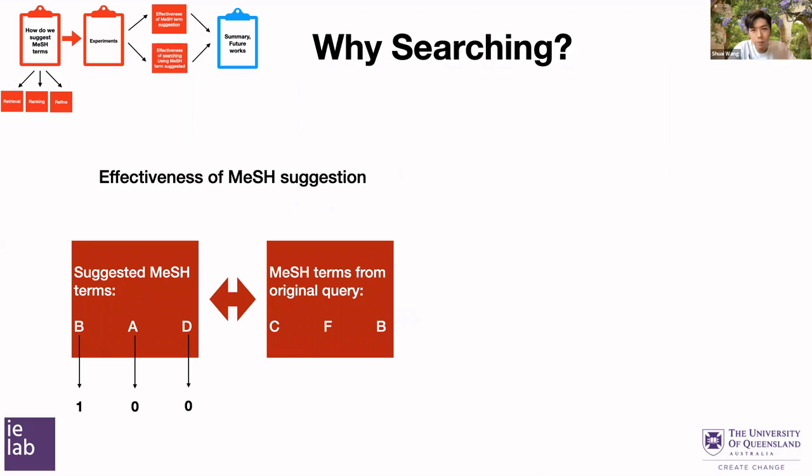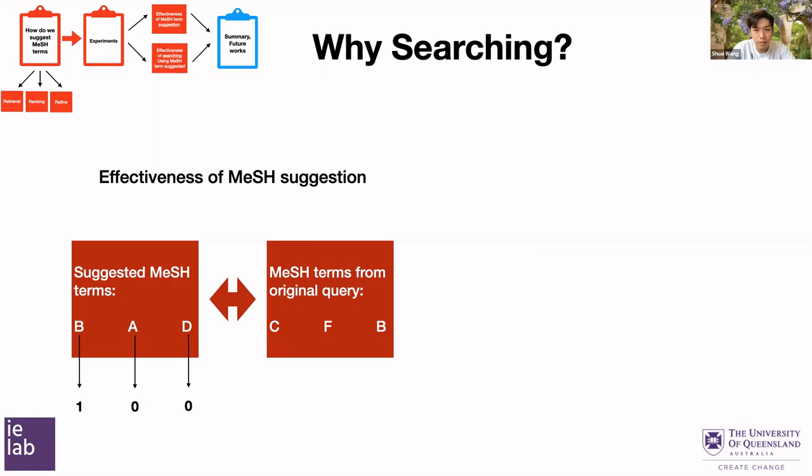First, why we care about searching. Remember, in the previous MeSH term suggestion experiment, we compared the suggested MeSH terms with MeSH terms from the original query made by health experts. So the ground truth is actually made from the MeSH terms from the original query, right? Here is the example. We say MeSH term B is suggested. The suggested MeSH term appears in the original query, so we treat it as positive, and A and D do not appear in the original query, so we treat them as negative.